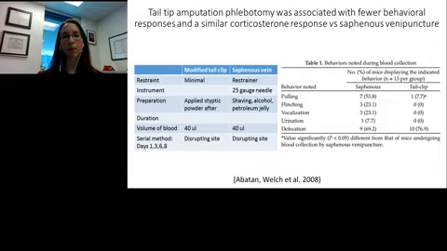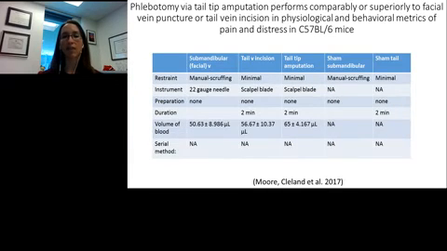So we thought it might be important to actually evaluate the impact of this technique on mice. So we looked at groups that had blood collected with submandibular or facial vein, as we called it in our study, puncture, and they were manually restrained. We also had a tail vein incision group, and then our tail tip amputation group. And then we included 2 sham groups.